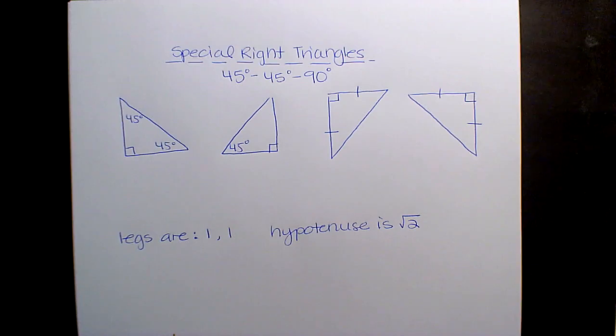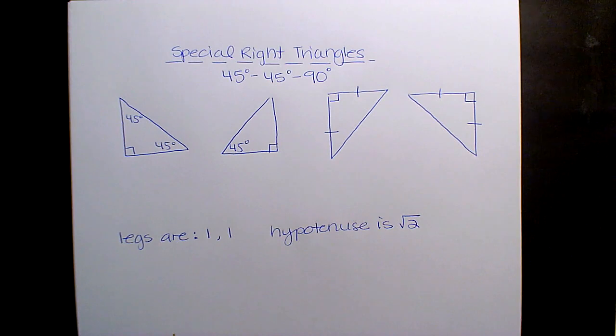Okay, look. You guys are starting a 45, 45, 90 degree special right triangle. This is one of two. The other one's 30, 60, 90. We'll get that maybe towards the end of tomorrow. Your legs are 1, 1. Your hypotenuse is rad 2. That's just what it is. 1, 1, rad 2. You'll understand more as you move on in your mathematics classes, okay?